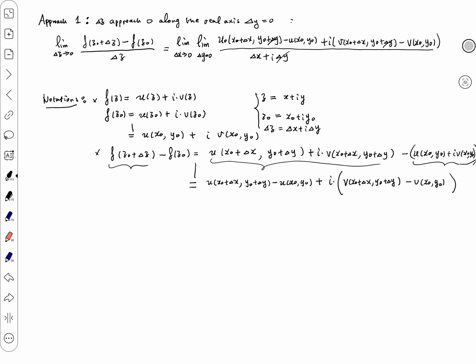So what you have is delta x goes to 0. This doesn't matter, you just take the limit on both numerator and denominator because they're both non-zero. And so what is left is u(x0 plus delta x, y0) minus u(x0, y0). The other part is v(x0 plus delta x, y0) minus v(x naught, y naught). So you see, what is left is only the limit.